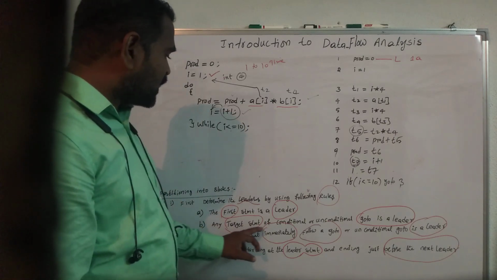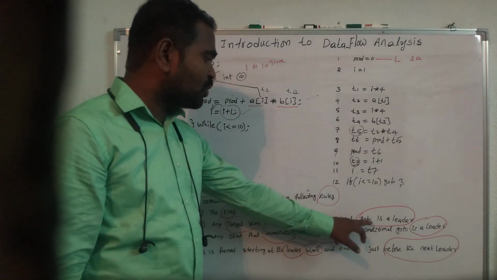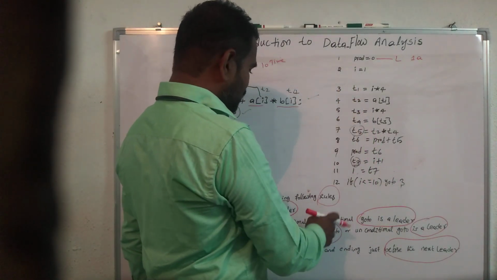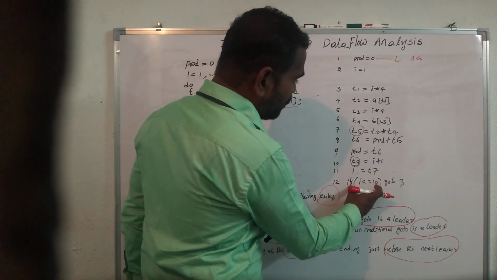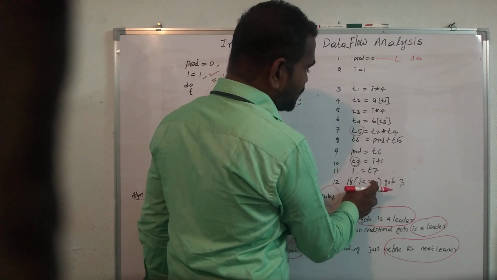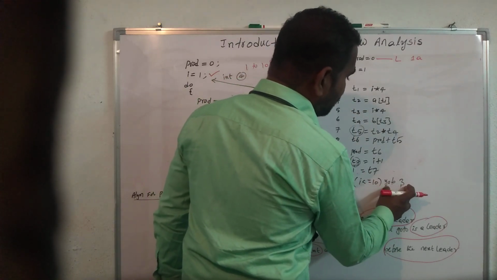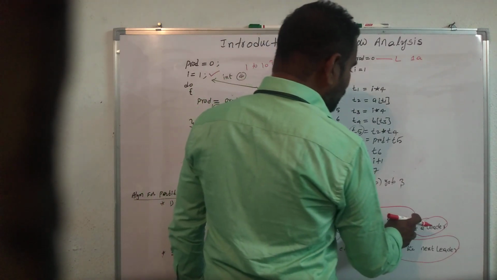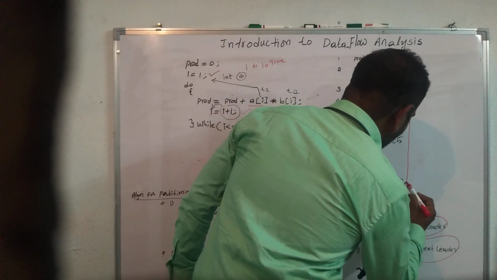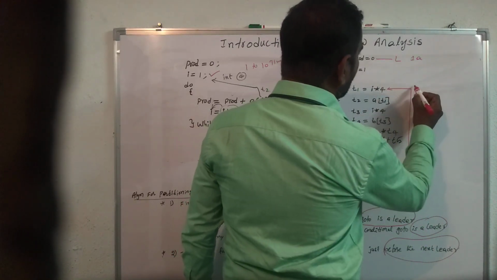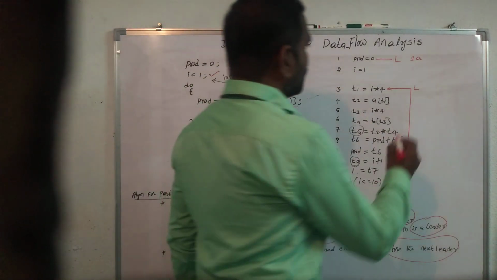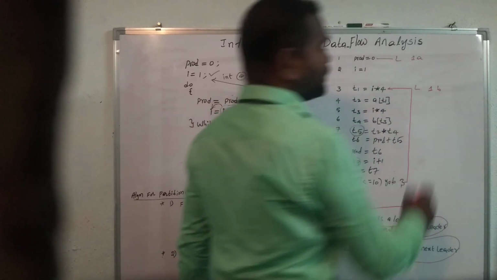The next rule: any target statement of a conditional or unconditional goto is a leader. Is there any goto statement, conditional or unconditional? Here we have a particular statement: if I less than or equal to 10, if this condition is true, then go to statement number 3. That is why the target statement is a leader. The flow control goes directly from this location to that location. So that is rule 1B.